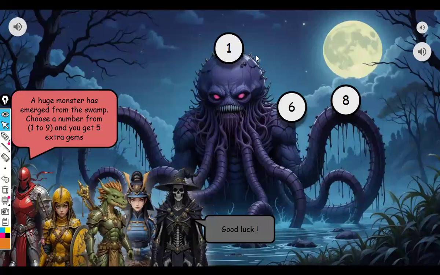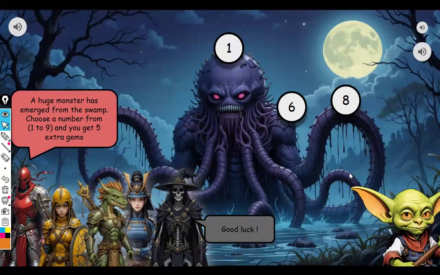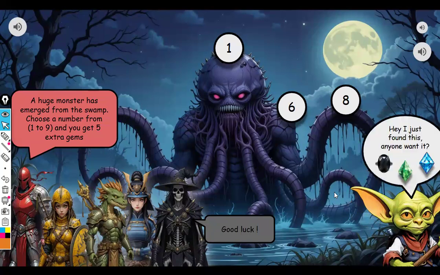Don't worry, guys. If you didn't get a value, look on the bush on the right hand side. Something is going to pop up. You all see that goblin there? He just found this in the forest: 1 black, 1 green, and 1 blue. So I hope that helps some of you out.